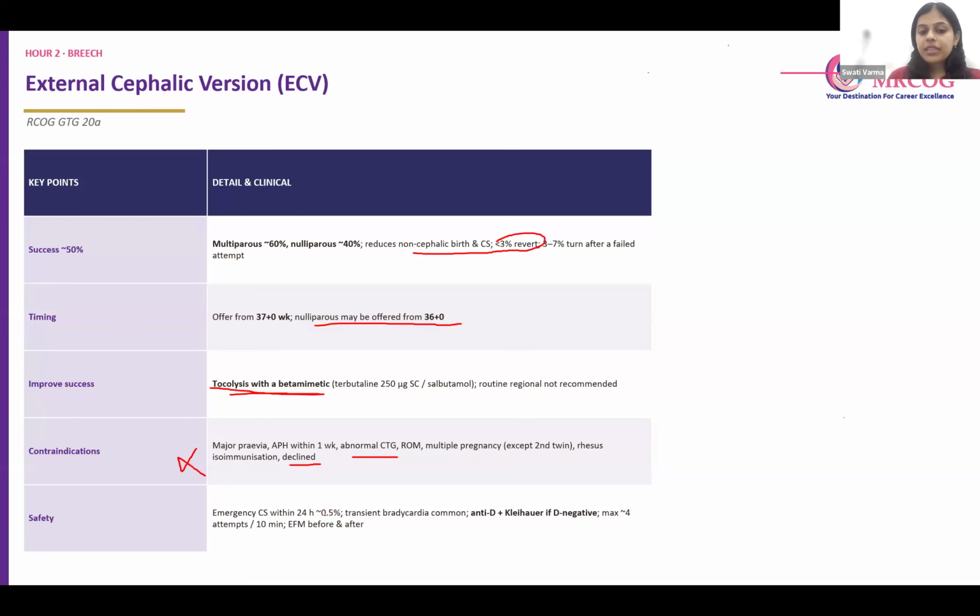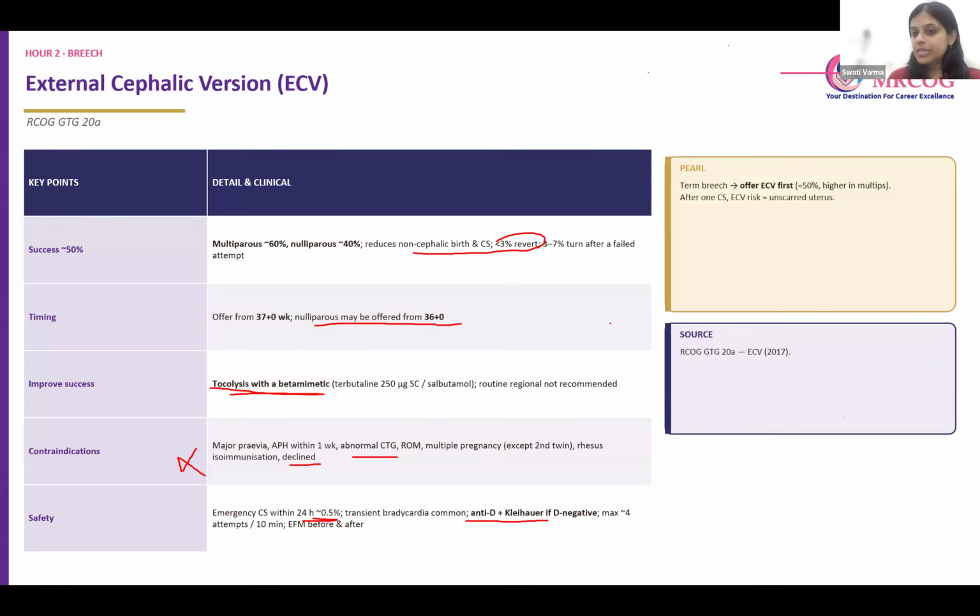Safety, this percentage is important. Emergency CS within 24 hours might be required. Transient bradycardia is common. If she is D negative, give anti-D followed by an FMH test. A maximum of 4 attempts can be made in 10 minutes, and you do electronic fetal monitoring before and after. So these are the safety points which you have to take care of while performing ECV.